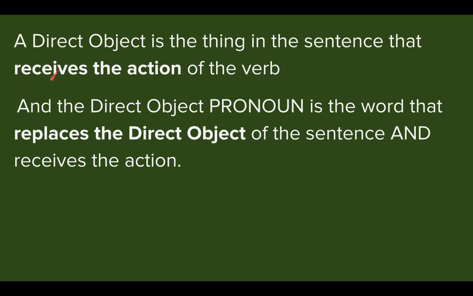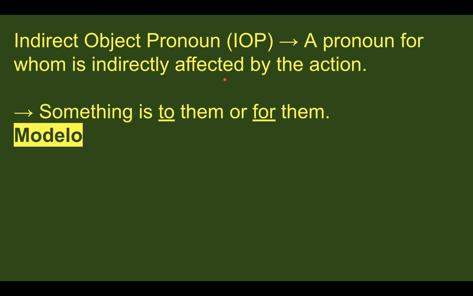Now, a direct object pronoun is the word that replaces the direct object of the sentence and receives the action. So those are the two things, and it also gets the action. Now, an indirect object pronoun is different because it is done to them or for them.